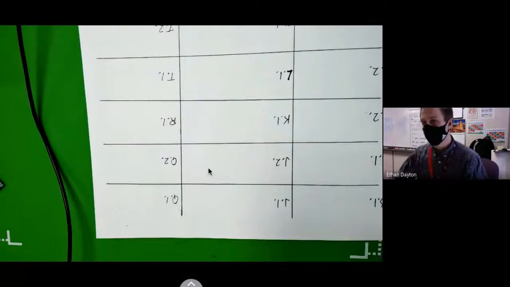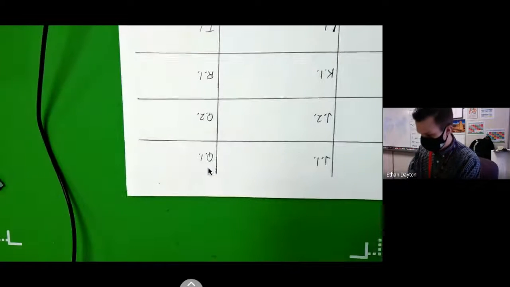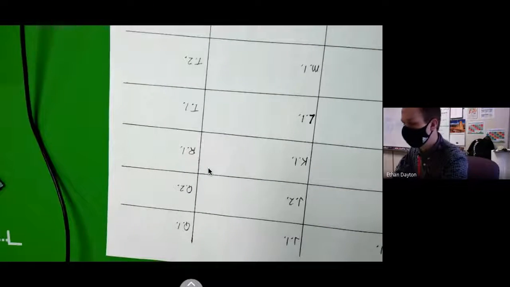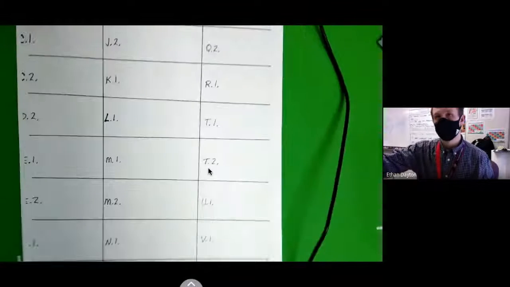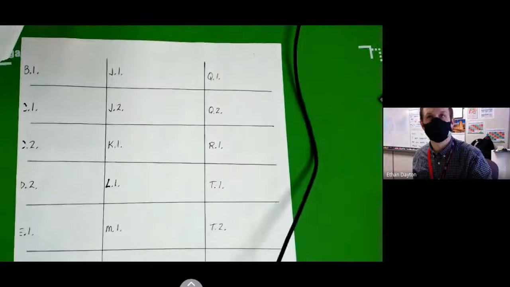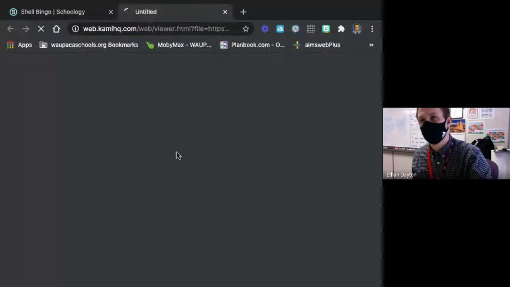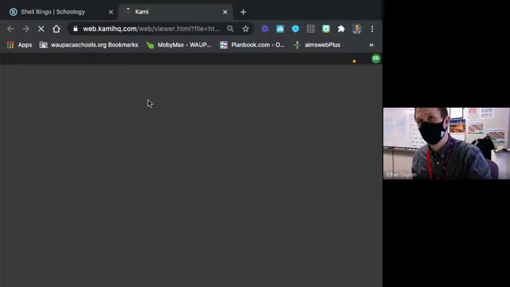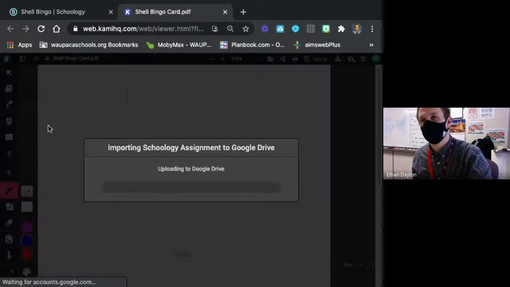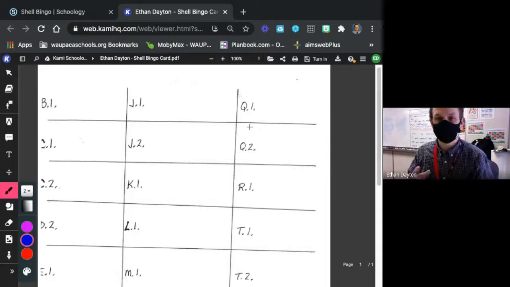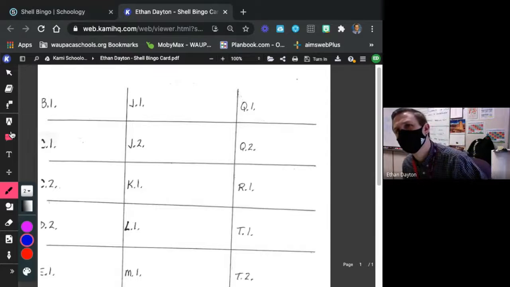So here's the bingo sheet. You could actually open this with Cami, and if you'd like to, you could fill this out while we do and type the names of the shells in. We actually have the shells here in person, a physical copy of them. So I'm going to put them on my bingo card. Can you insert images on Cami?